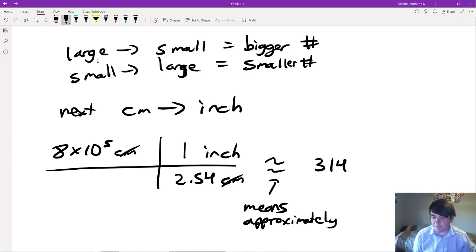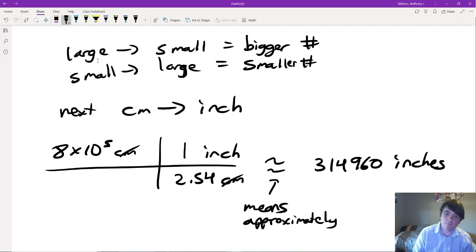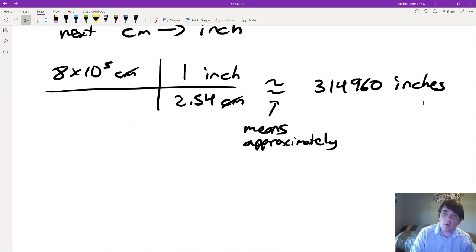But this is 314,960 inches. Okay. And again, a weird conversion like this you would be given on an exam. But any of the other conversions, like meters to kilometers, you would need to know. So now the next one is inches to feet.